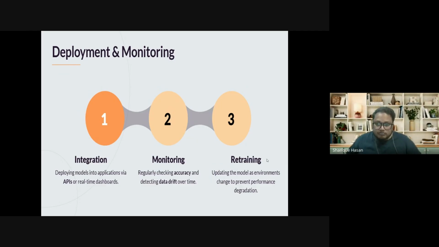The third point is retraining: updating the model as the environment changes, to prevent performance decline. This is very important. Let's take a simple example. Things which were relevant 5 years before are not relevant to us now. Time is changing and we have to change continuously. New technologies are coming. If you built an AI model 6 or 9 months ago, some new models or new information are coming, so you have to make changes in your model to stay updated and connected with real time.